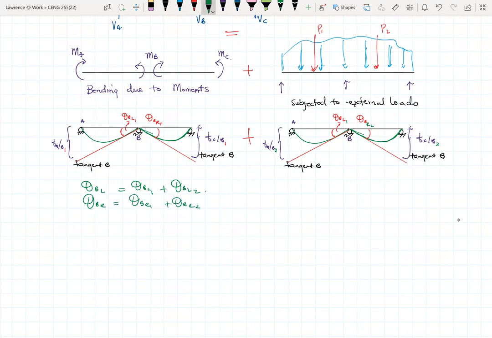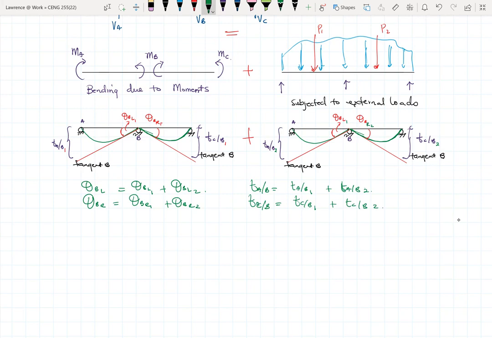Okay. Then for the others, t AB is simply t AB1 plus t AB2. Then t CB, sorry, t CB is equal to t CB1 plus t CB2. Okay, so that's the idea, all right?